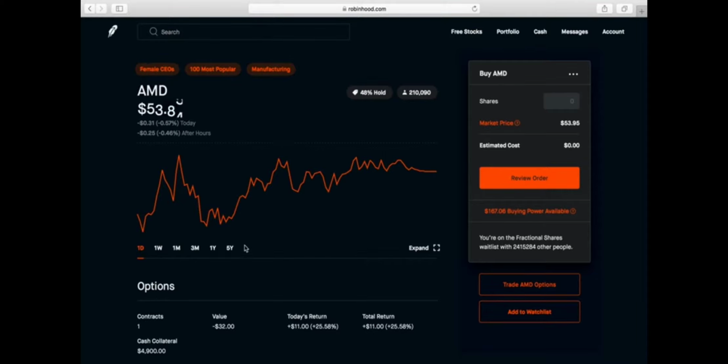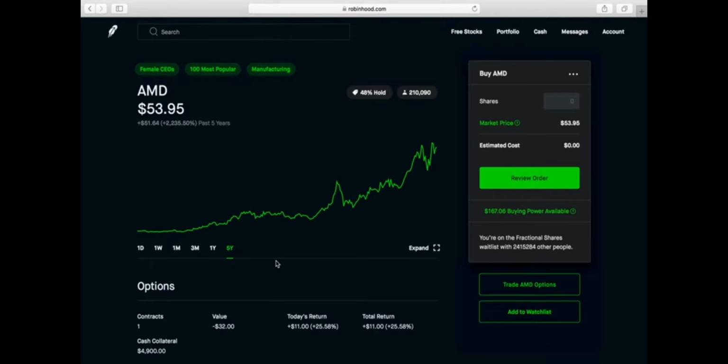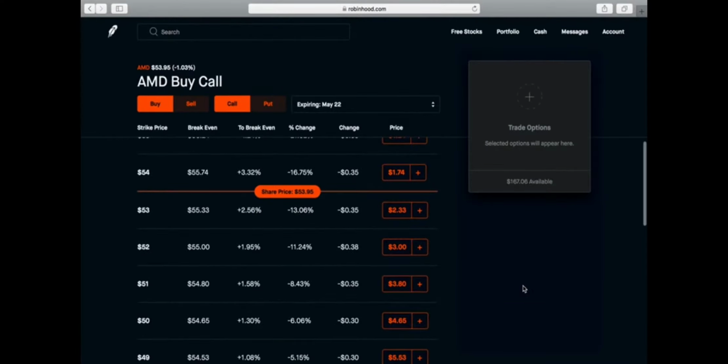So if we look at AMD the past 5 years, guys, it's gone up 2,235%. So that's good. We want a stock that shows growth year after year. So we're going to go into this trade AMD options down here on the right. I'm going to click on that. Okay, so here we are, trading options.